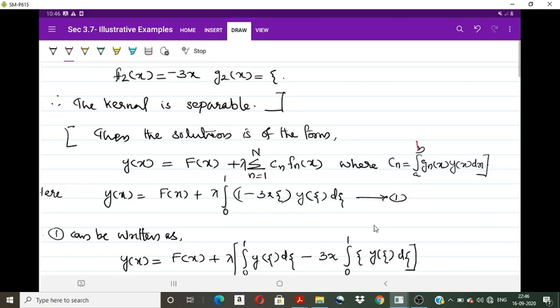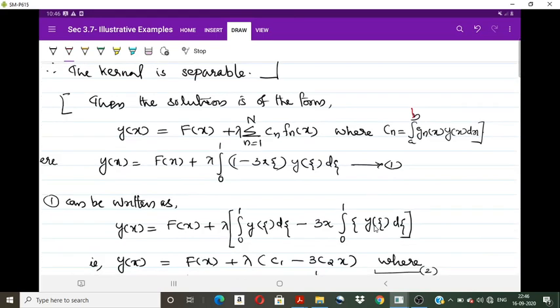So this can be written as f of x plus, now the variable of integration is d theta, so we can split the integral as lambda into, expanding the brackets, integral 0 to 1 y of theta d theta, first term, minus 3x into integral 0 to 1 theta y of theta d theta.